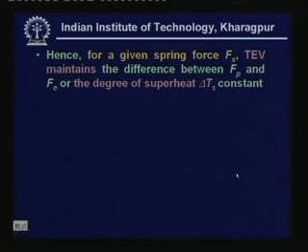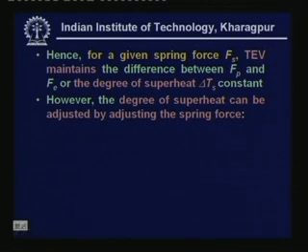So, for a given spring force Fs, the thermostatic expansion valve maintains the difference between Fp and Fe, or the degree of superheat delta Ts, constant always. However, the degree of superheat can be adjusted by adjusting the spring force. And we have seen that delta Ts, that is the degree of superheat, is proportional to spring force Fs, which is equal to Fp minus Fe. So, if you increase the spring force, the degree of superheat increases. If you reduce the spring force, the degree of superheat reduces.